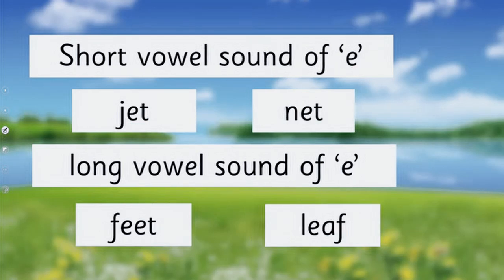The short vowel sound of E is E, as in jet and net, and the long vowel sound of E is E, as in feed and leaf. All right, here you see that principle, two vowels are walking. The first does the talking and says its name. That's why it's leaf.